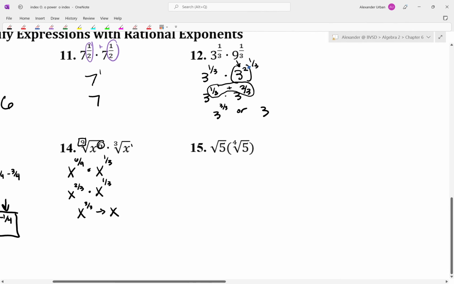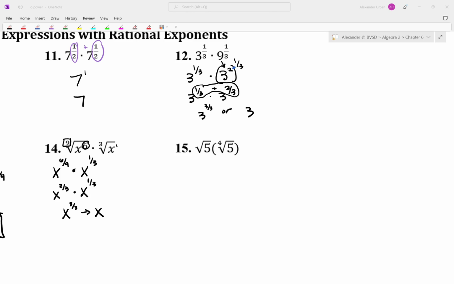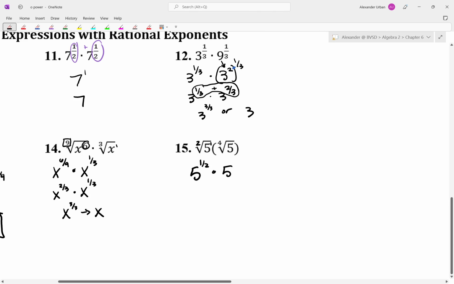Our last problem here is 15. I have the square root of 5. My base is 5 and it's raised to the 1/2 power. I have a 5 underneath the square root, so this is a 1/2 power, times another base of 5. There's only one of them in the 4th root, so power of 1, index of 4, so 1/4 power. And if I multiply these bases, I need to add the exponents. So I'm just going to rewrite this so they have common denominators. So this is 2/4 plus 1/4. And so what I'm going to end up with is 5 to the 3/4.